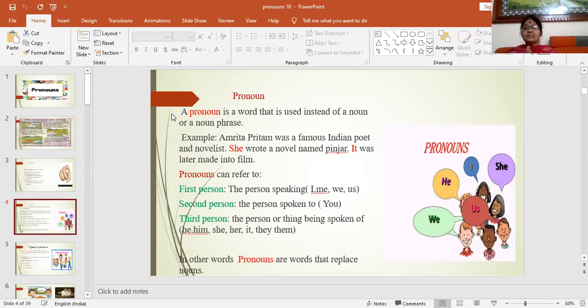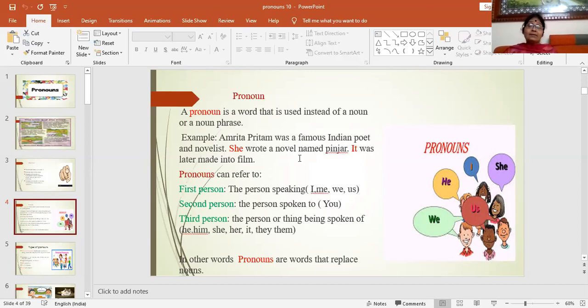Now look at this sentence. I'm talking about Amrita Pritam, but when I wanted to repeat Amrita Pritam's name for the second time, I have used a pronoun she. And what am I talking about? The novel that this Pinjar that is she has written. And when I wanted to talk about this novel for the second time, I used a pronoun it. So with this example, we learned that a pronoun is a word that is used instead of a noun or a noun phrase. Is it clear?